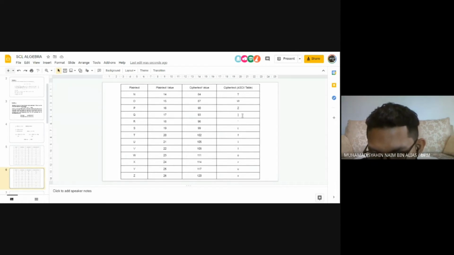93 is close bracket, 96 is apostrophe, 99 is small letter c, 102 small letter f, 105 small letter i, 108 small letter l, 111 is equal to small letter o, 114 is equal to small letter r, 117 is equal to small letter u, and the last one, 120 is equal to small letter x.